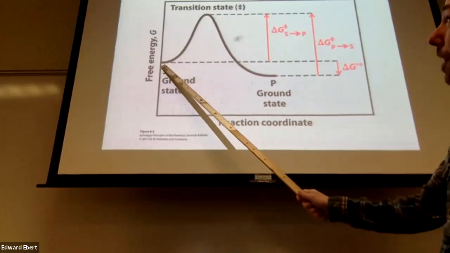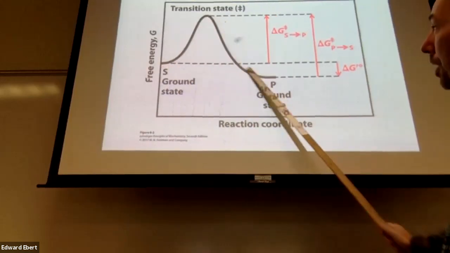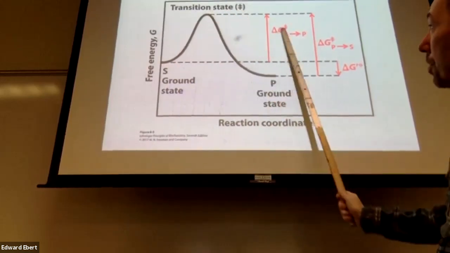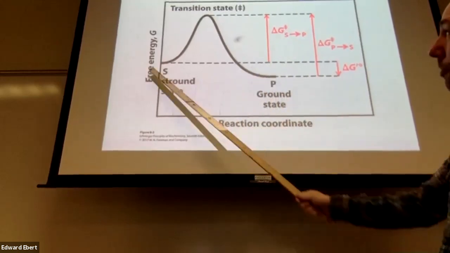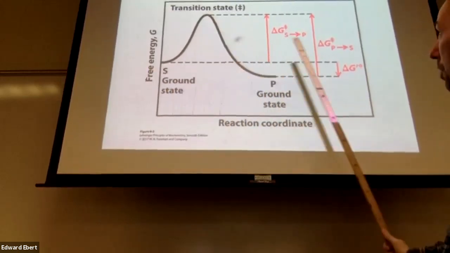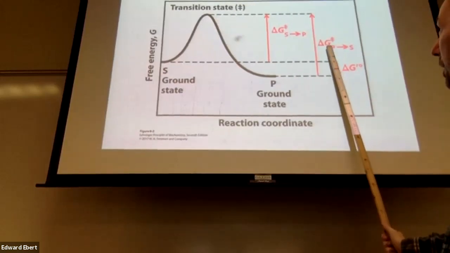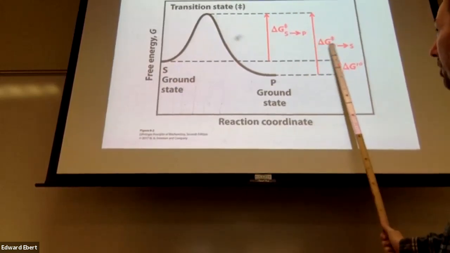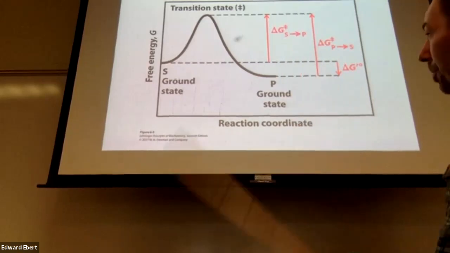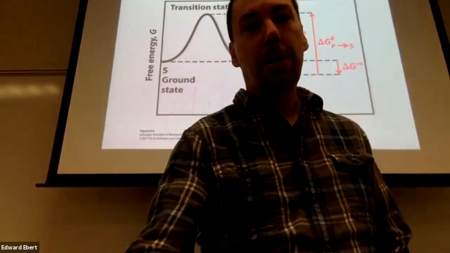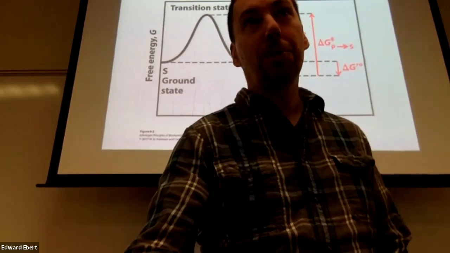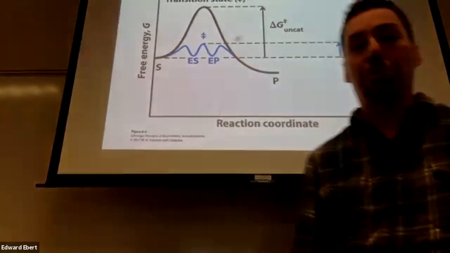This is for our uncatalyzed reaction. Here's our energy barrier. Our overall delta G is slightly negative, slightly favorable. We just have this huge barrier here. If we look at our product to substrate, we see our delta G in there. The way our catalyst works is we lower that big old speed bump into a rumble strip.